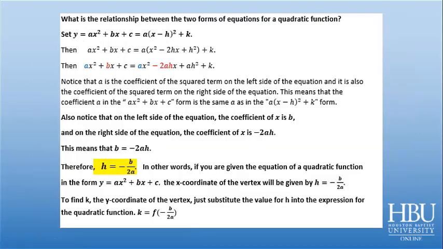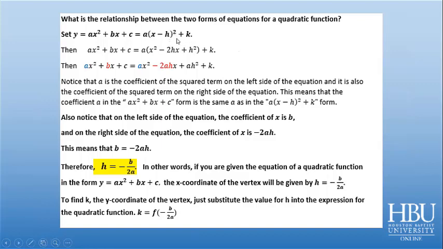What is the relationship between the two forms of equations for a quadratic function that you've encountered so far in this college algebra course? Recall that earlier we talked about ax squared plus bx plus c as a quadratic function, and we found the places where it had x-intercepts or complex zeros. Now we are saying we're going to write quadratic functions in the form of a times (x minus h) quantity squared plus k.